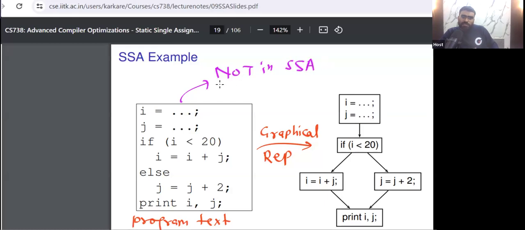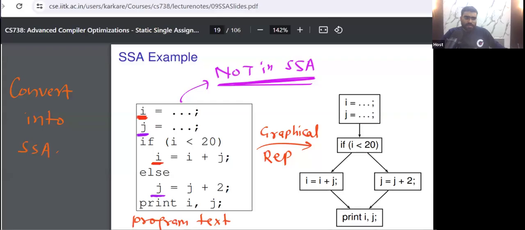Why is this not in SSA? You can see you are assigning I here also, here also. Notice you are assigning J here also, here also. So that is the reason this is not in SSA. Is this clear? So convert to SSA. Can you do that? Now this is a cakewalk for you. You are an expert now.